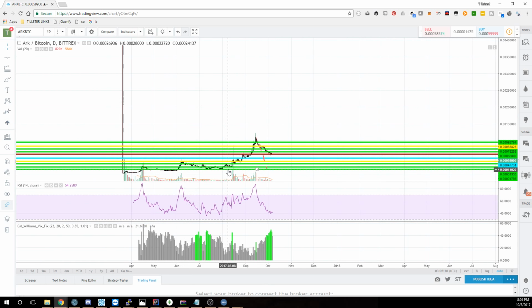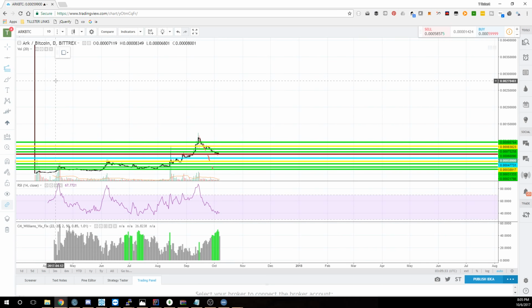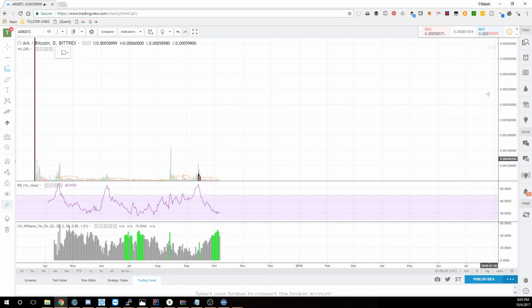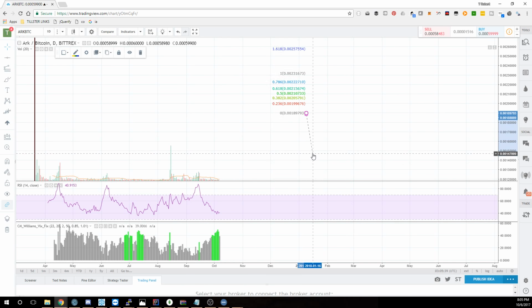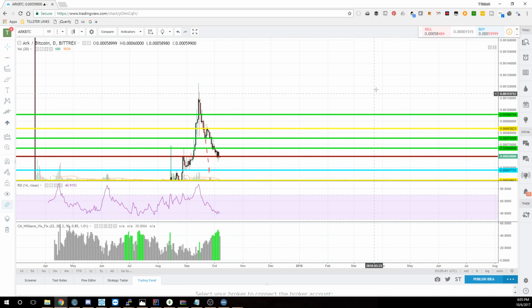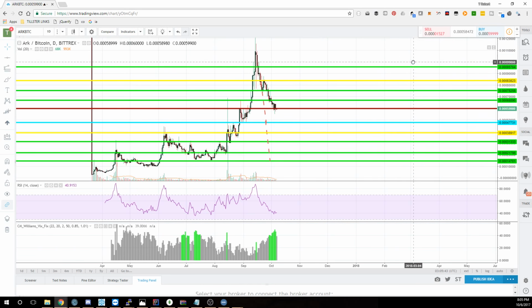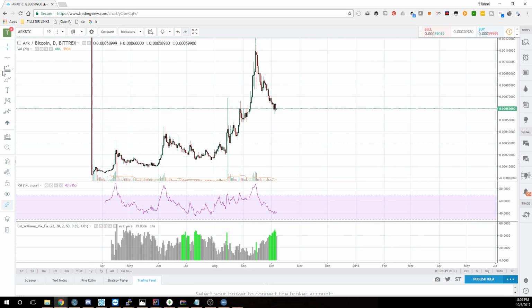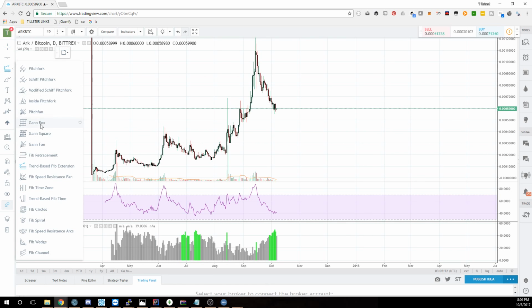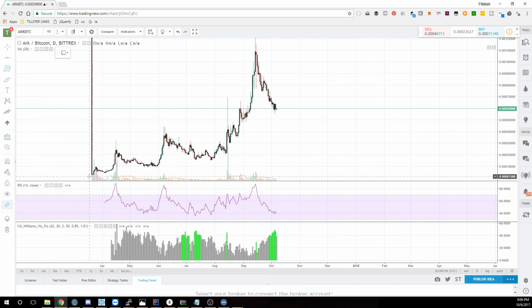Where could we go? Let's take a look at... First of all, let's stop the crazy. Let's take a look at the new tool. Let's take a look at the retracement on this.